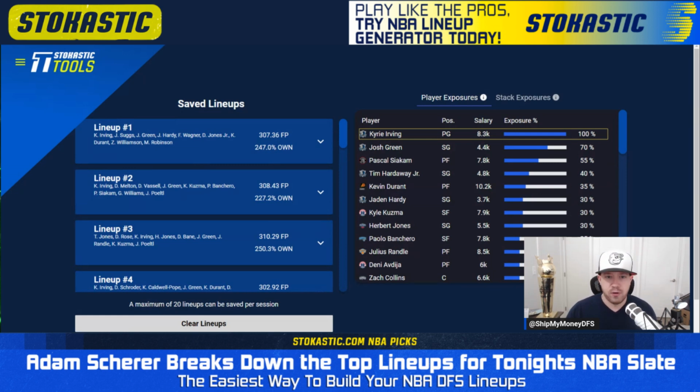Kyrie Irving is in every single lineup I clicked. That's not really surprising. He's getting 83% ownership. He is $8,300 on FanDuel. It is an insane price. He was going to be a good play there, even if Luka was in. Luka out just makes this unbelievable.